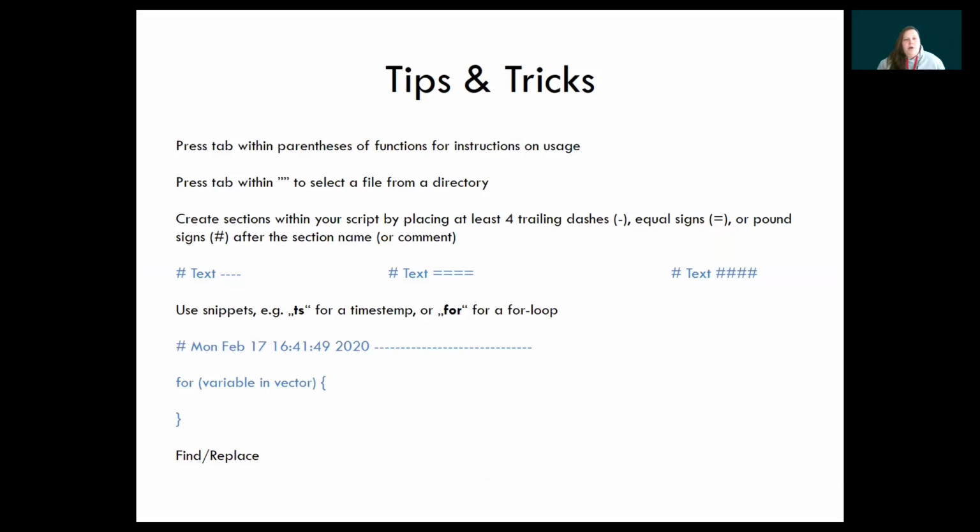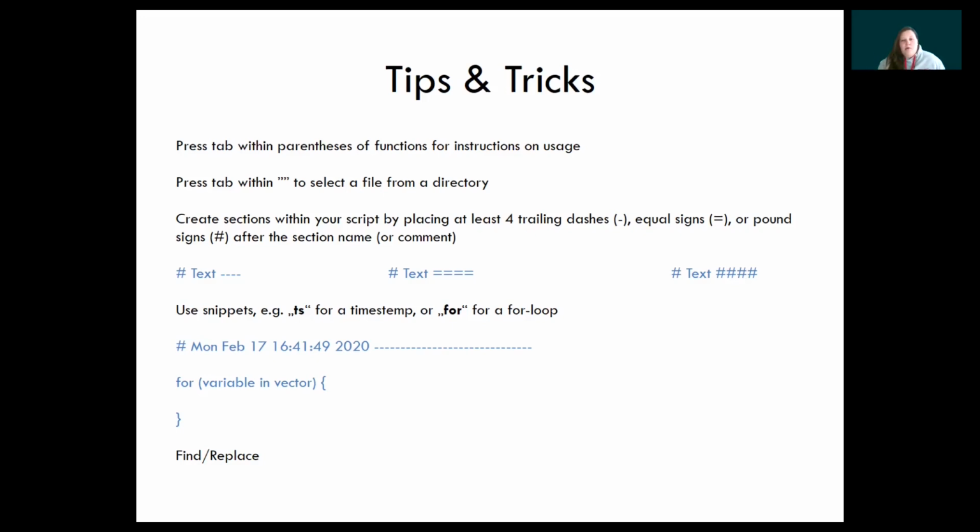For example, if you're using a function and you're in the parentheses or in the brackets and you want to find out how this function can be used and if there are any specific instructions or what input this function needs, you can just press Tab and this will appear as a small window. Also, if you are, for example, using the inverted commas whenever you are uploading a file, if you just press Tab within those inverted commas, it will usually show all the files from your directory. So you can just scroll and search for the file that you want to upload.